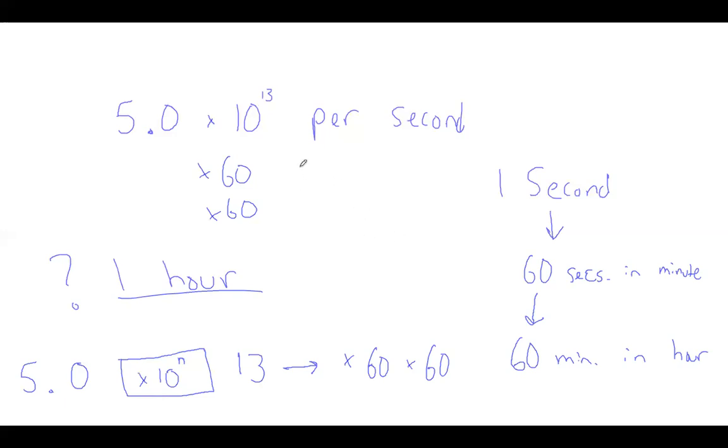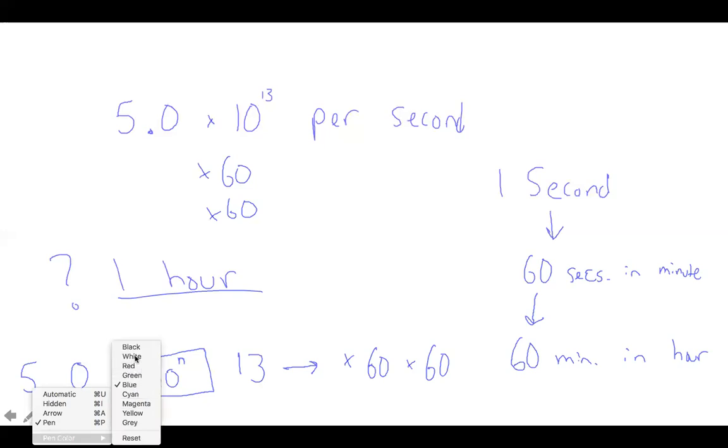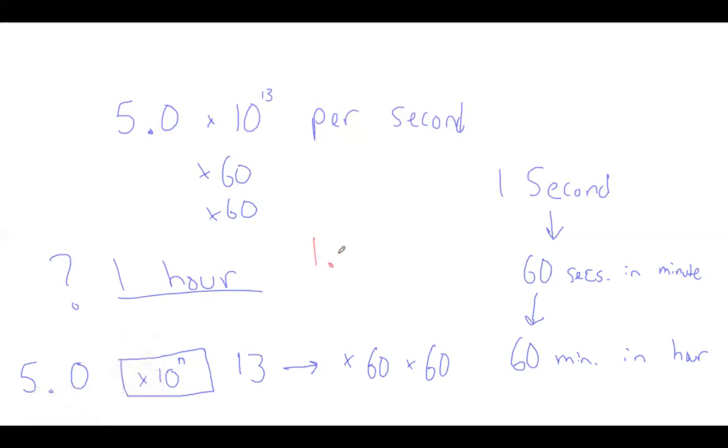And what was the answer there? It was 1.8 times 10 to the 17th. So that's how many operations it can do in 1 hour. So I might want to label it operations, right? That's how many operations it can do in 1 hour. A whole lot.